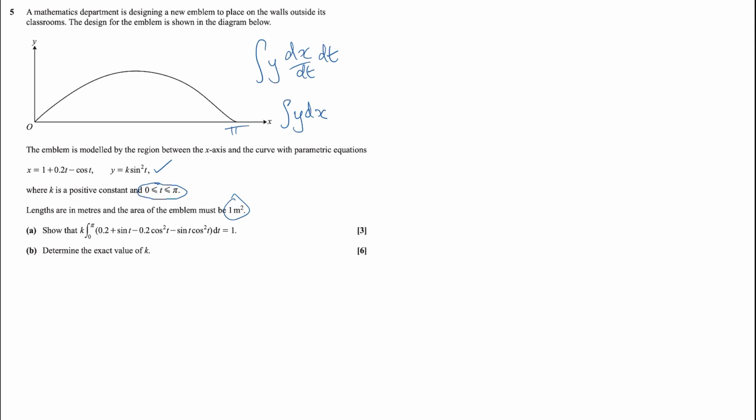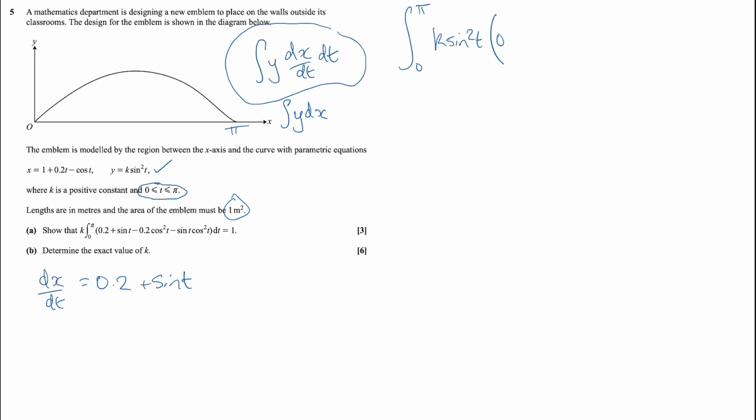If x is 1 plus 0.2t minus cos t, then dx by dt is just 0.2, and then cos differentiates to negative sine, so this is plus sine t. Let's plug this into our integral formula and see what we get. We get the integral between 0 and pi. y is k sine squared t, and then dx by dt is 0.2 plus sine t, and then we've got a dt.